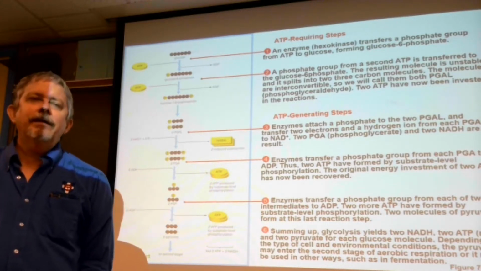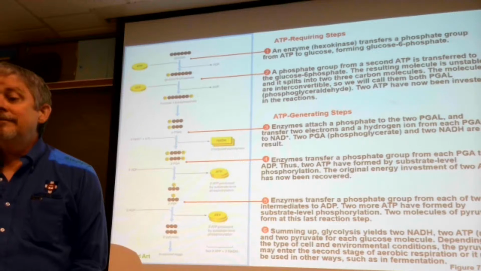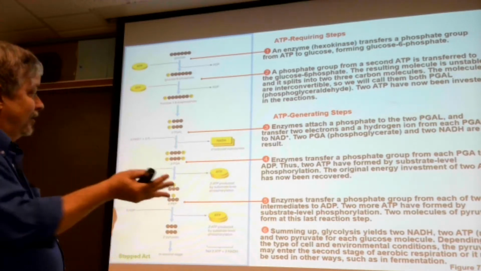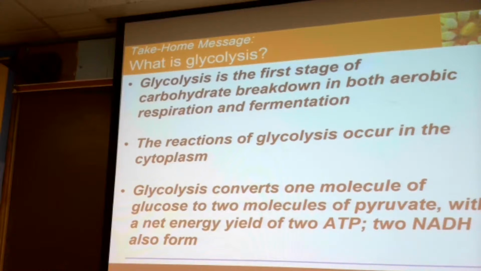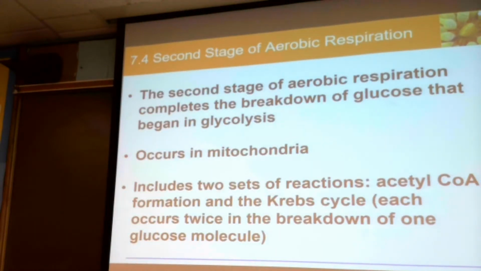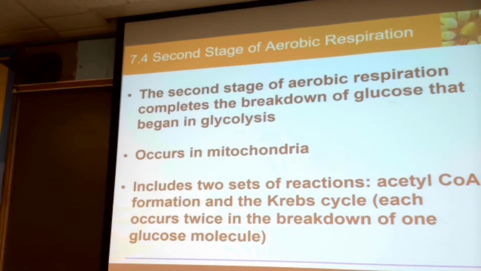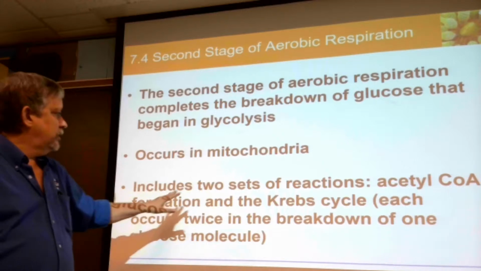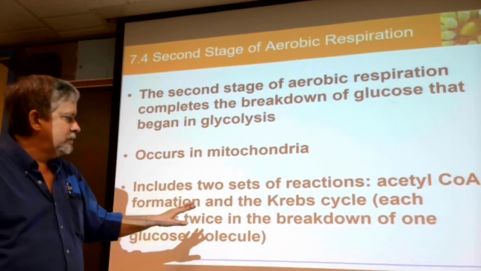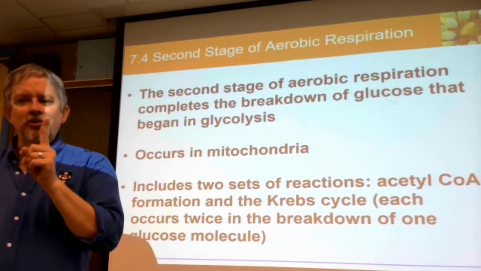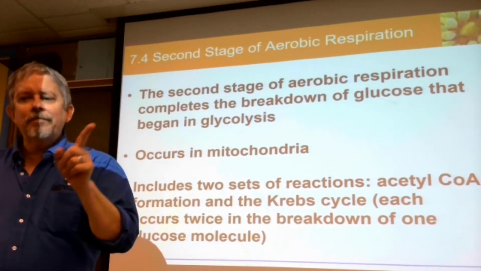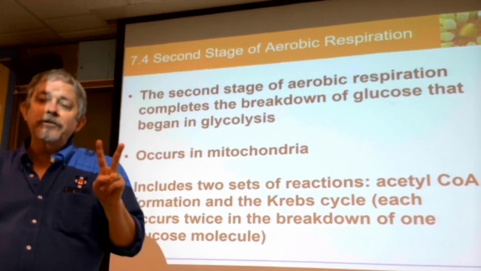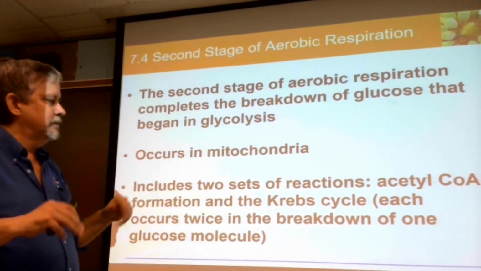So what have we done basically in glycolysis? We broke sugar in half, but we got a net gain of two ATP and two NADHs. All right, so there's our take-home message. Now, the second stage takes place in the mitochondria, and it completes the breakdown of glucose that began in glycolysis. It includes two sets of reactions, acetyl-CoA formation and the Krebs cycle. Each occurs twice. Why does each occur twice? Remember, for one sugar, we get two pyruvates, and it's pyruvates that run through the second stage. So for every sugar, we're going to do this twice because we got 2 3-carbon chains instead of 1 6-carbon chain.